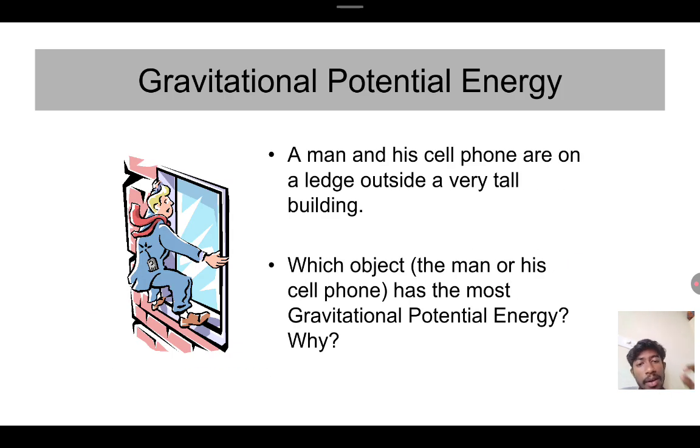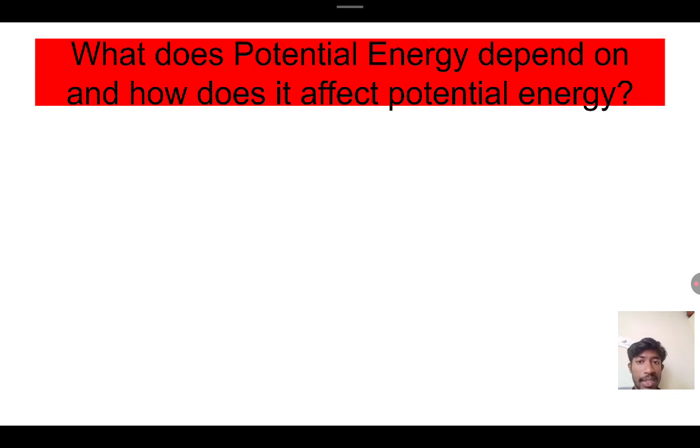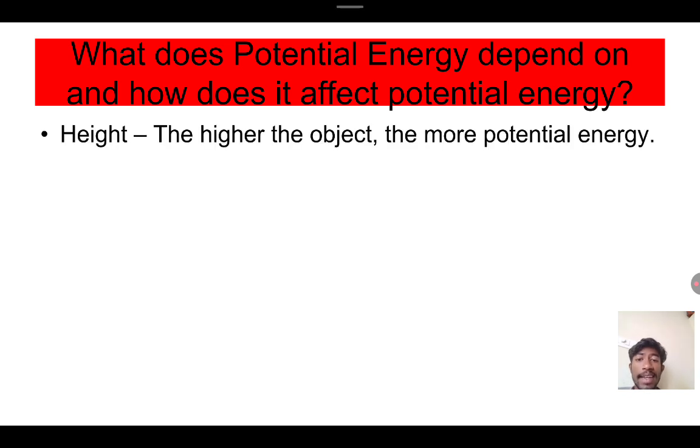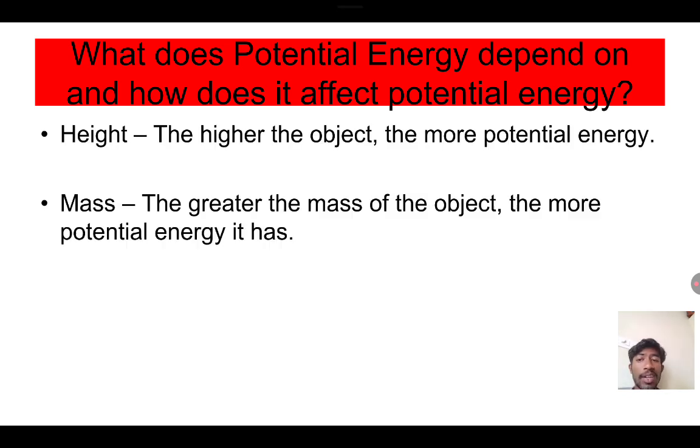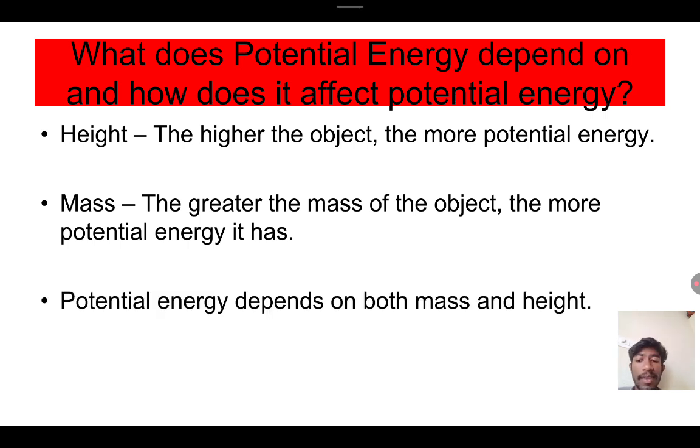Here a man and his cell phone are on a ledge outside a very tall building. If they fall, which will fall first? Same formula. The man will have more. So what does potential energy depend on? We already solved it. Height: the higher the object, the more potential energy. Mass: the greater the mass of the object, the more potential energy it has. Potential energy depends on both mass and height.